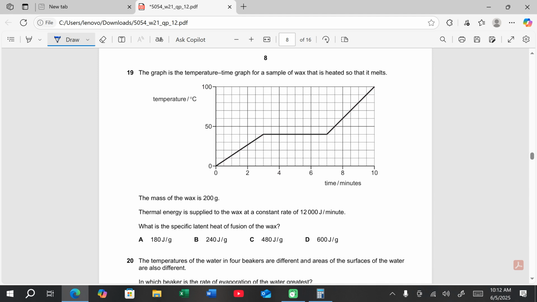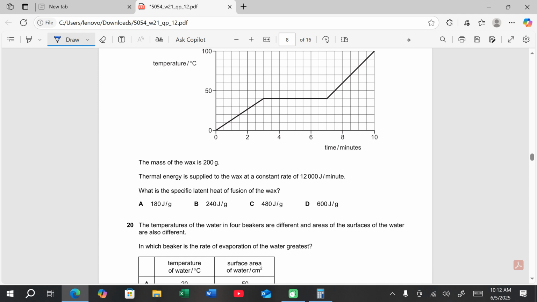The graph is a temperature-time graph for a sample of wax that is heated, so it melts. The mass of the wax is 200 gram. The thermal energy supplied to the wax at a constant rate is 1200 joules per minute. What is specific latent heat?